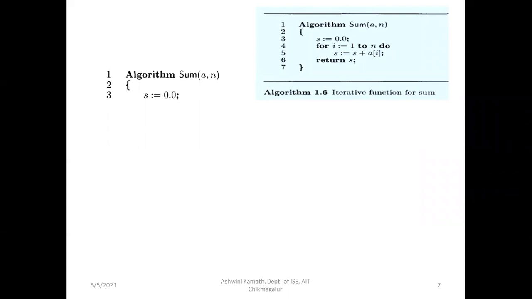So algorithm sum a comma n. Again I have considered this because we have to include a count statement within this. So s is equal to 0.0, we are initializing the value of s. Now you include the count variable here and increment it. So count is equal to count plus 1. You can see the single line comment: count is a global variable which is already initialized to 0, and s is equal to 0.0.